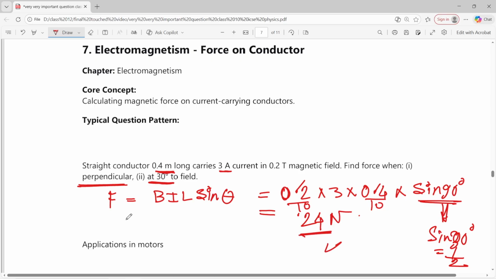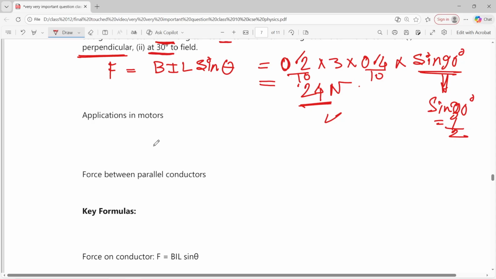So application of motors, AC motor, DC motor application is also very, very important. You get some application question, a working diagram.